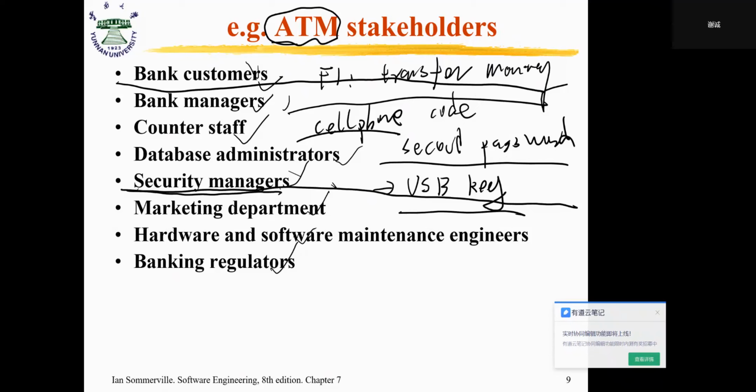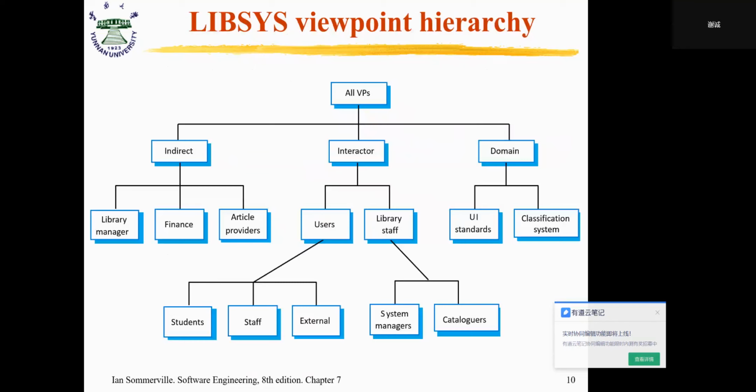As a software engineer, you need to negotiate with different stakeholders, then you will get an agreement. This agreement will be stated in the requirement specification. Is that clear? This is stakeholder. And the next is, when you discover the requirements, you will get the requirements like a viewpoint. This is an example.